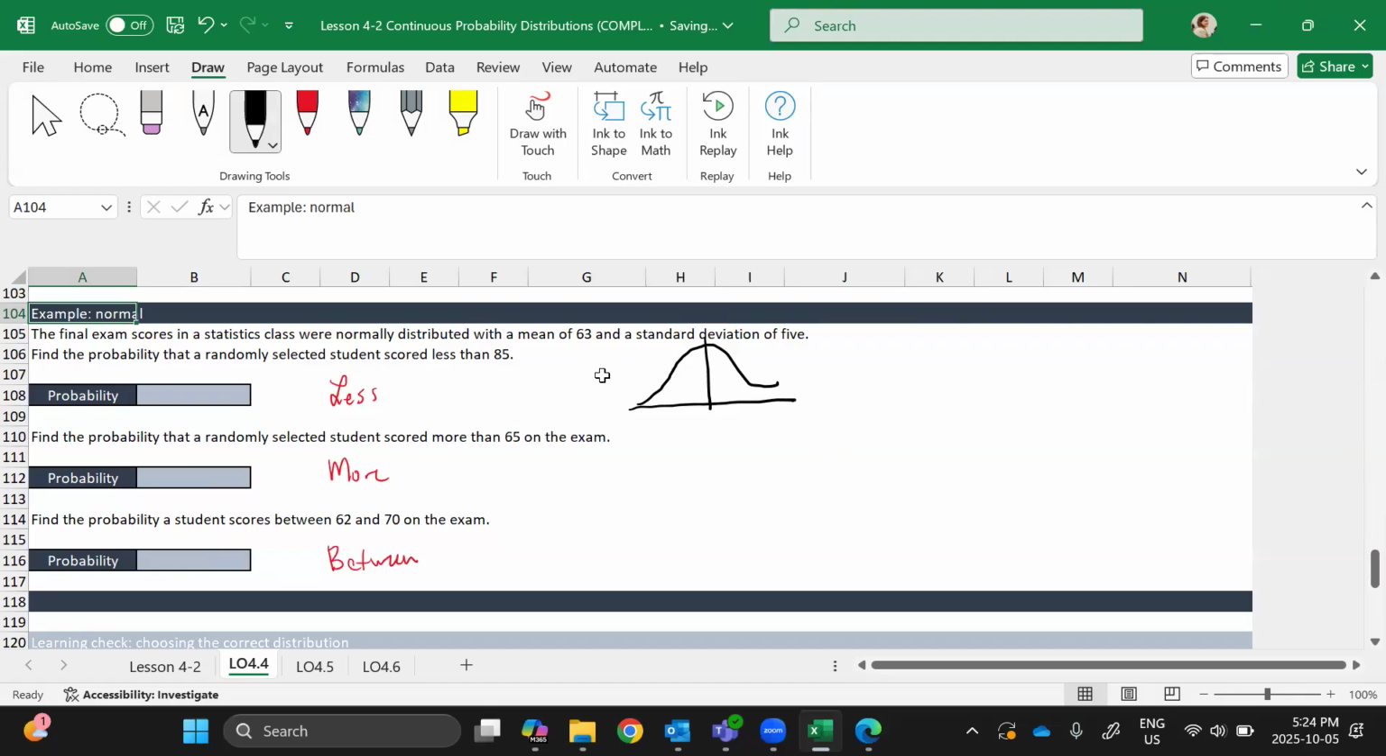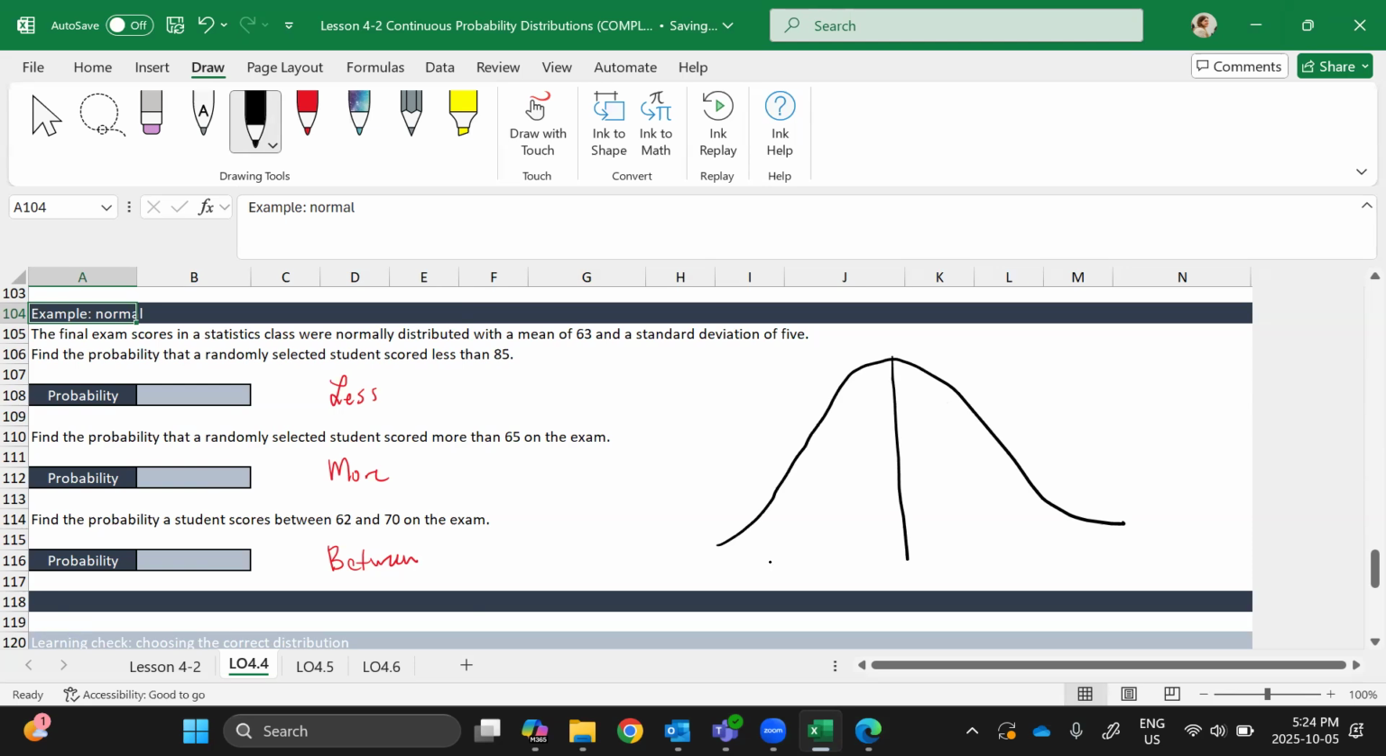We have final exam scores in a statistics class that are normally distributed with a mean of 63. Like I said, the mean controls where the middle is. So that's the mean. And the standard deviation controls how peaked it is. So standard deviation is 5. Actually, I should probably just make this bigger. And then I can put different colors for the different parts of the question. So mean is 63, standard deviation is 5. The first question says, find the probability a randomly selected student scores less than 85.